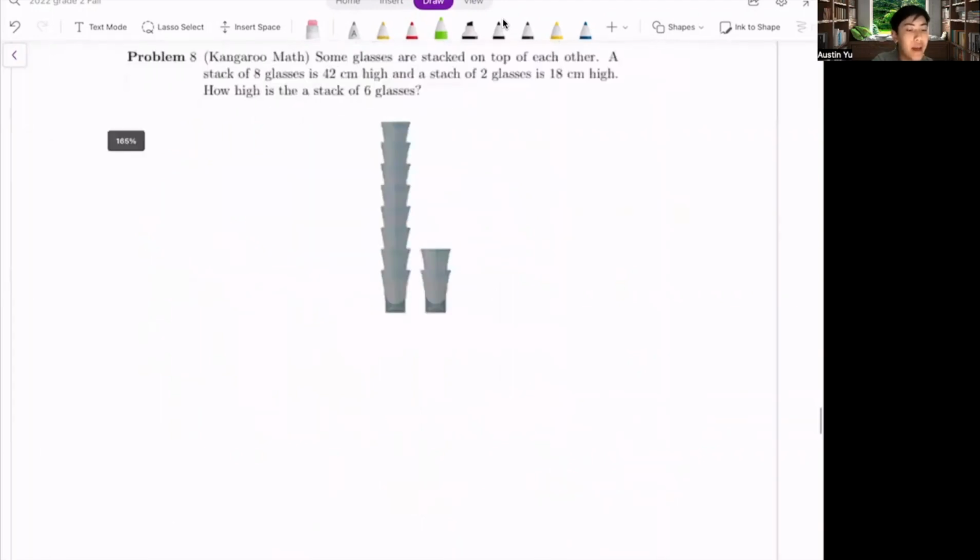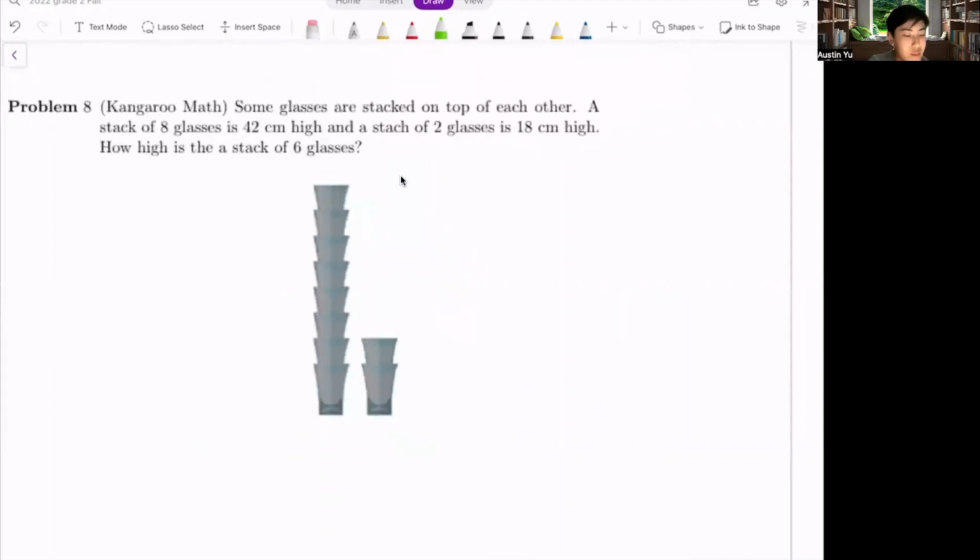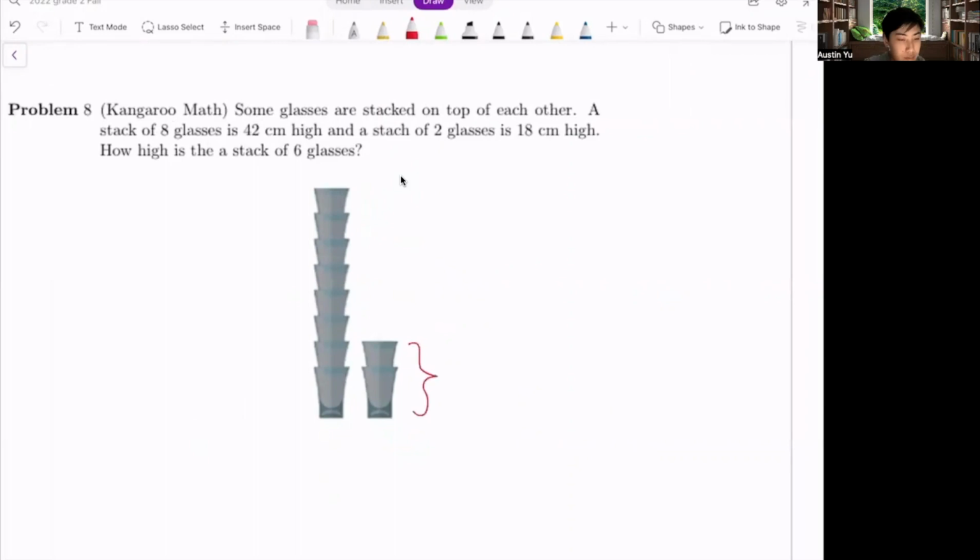Problem 8. Some glasses are stacked on top of each other. A stack of 8 glasses is 42 centimeters high. And a stack of 2 glasses is 18 centimeters high. How high is a stack of 6 glasses? Okay. As we see here, we are given the images already. On the left side is 8 glasses, and a stack of 2 glasses is 18 centimeters high. So let's write it out. 18 centimeters, while the drawing is 42 centimeters.